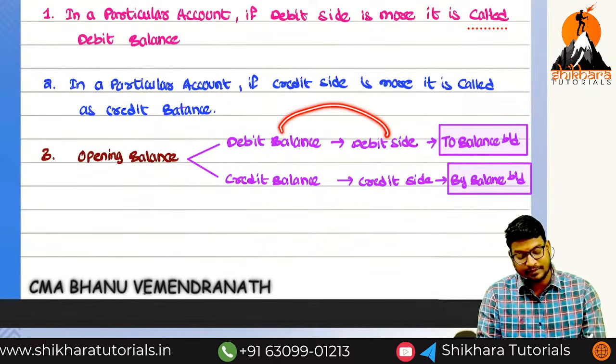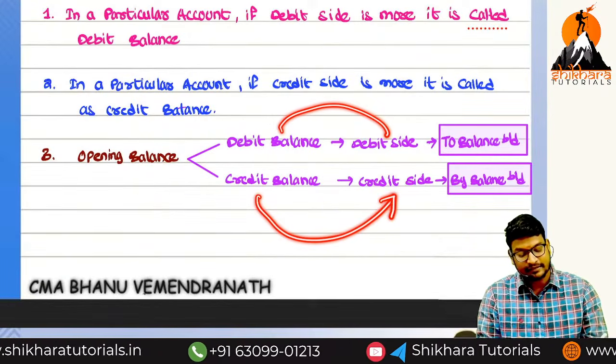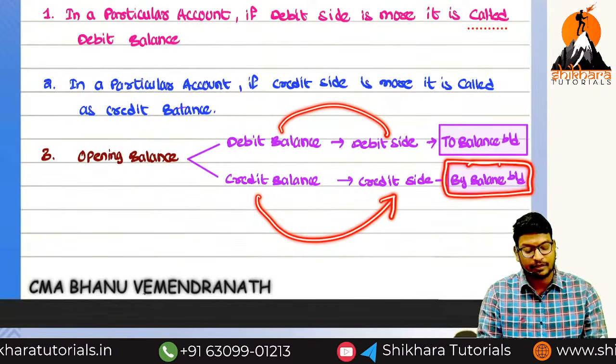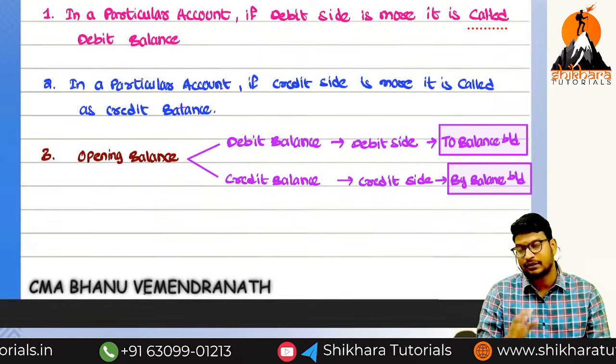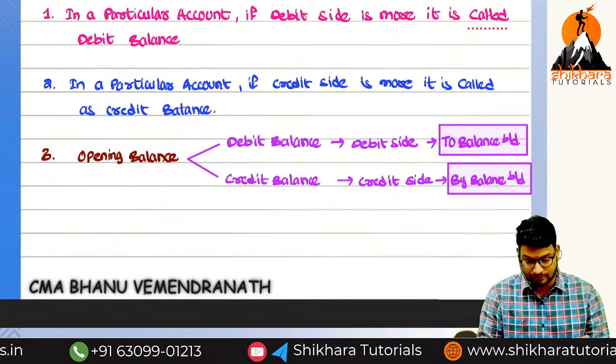Debit balance means debit side. Credit balance means credit side. We have to use the word called what? "By balance brought down". Again, at the time of discussing the types of accounts, we can discuss these rules once again. No problem.